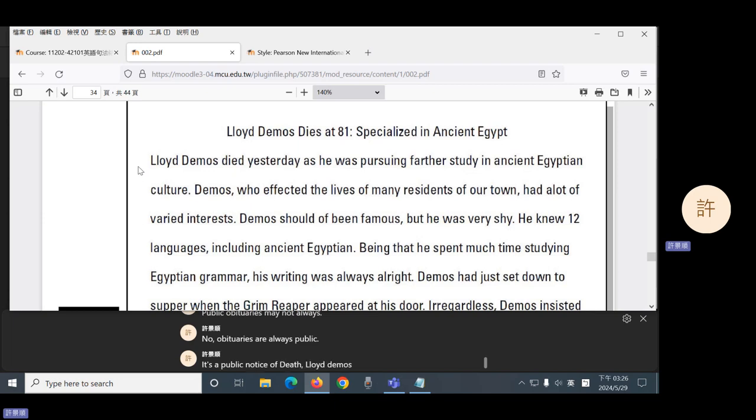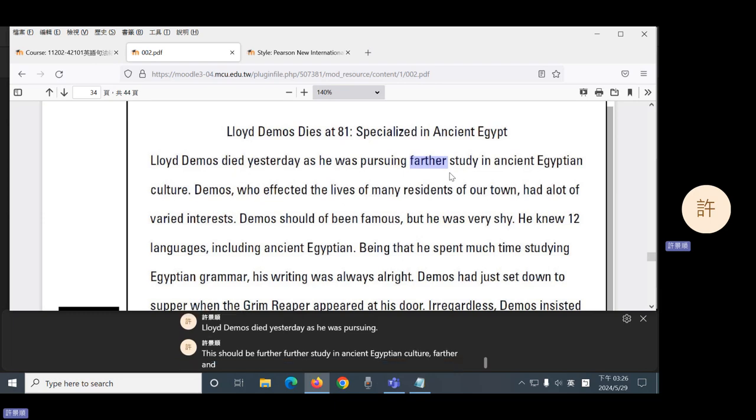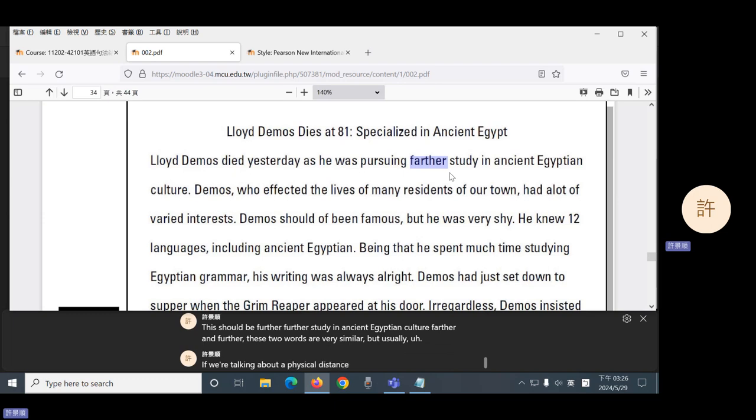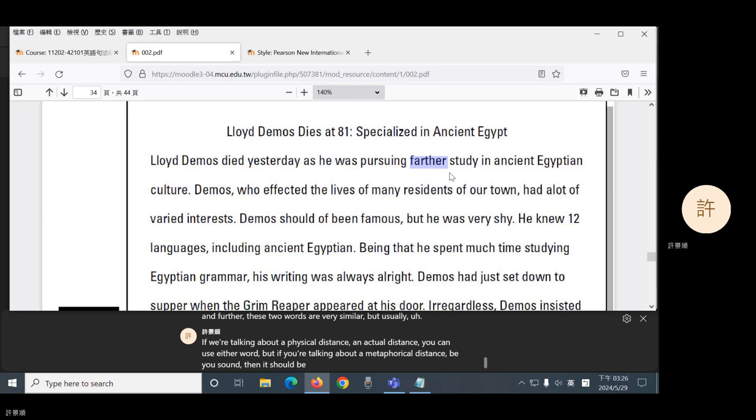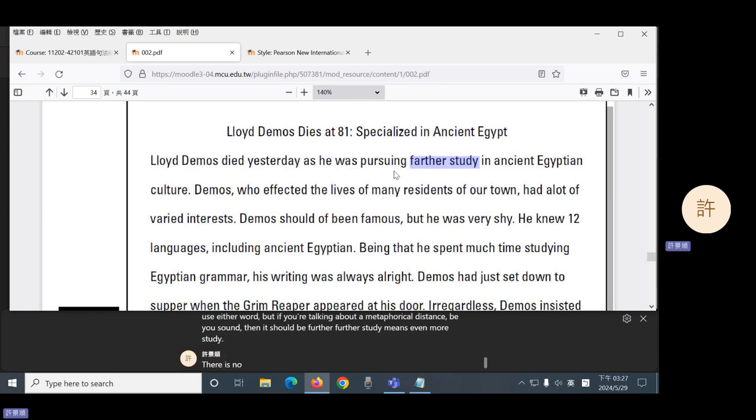"Lloyd Demos died yesterday as he was pursuing," this should be "further study in ancient Egyptian culture." Farther and further, these two words are very similar. But usually, if we're talking about a physical distance, an actual distance, you can use either word. But if you're talking about a metaphorical distance, then it should be further. Further study means even more study. There's no actual distance.